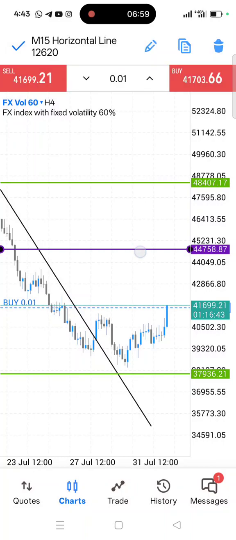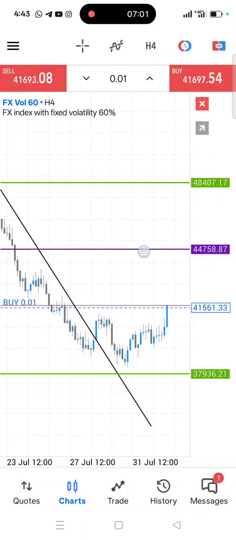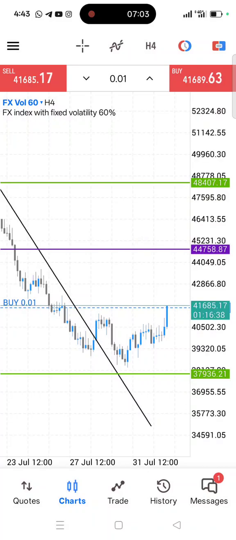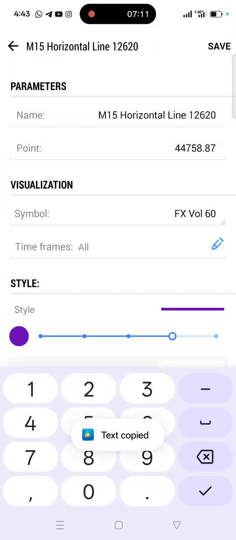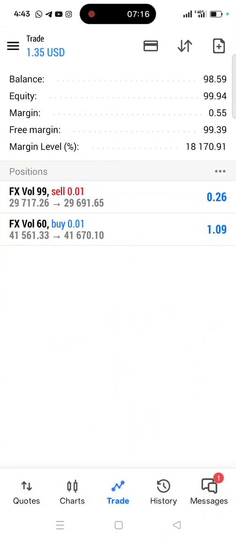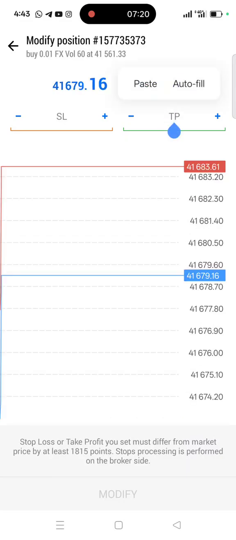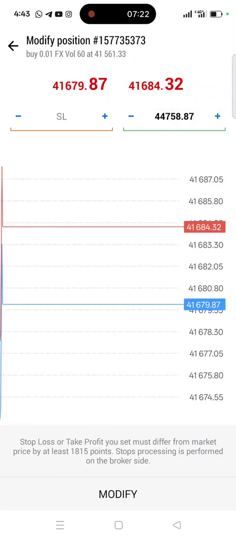So let me use this level now. Okay. So now I'll copy this. I want it to be the exact. So I will come here now, FSVO 60. I'm going to put this as my TP.